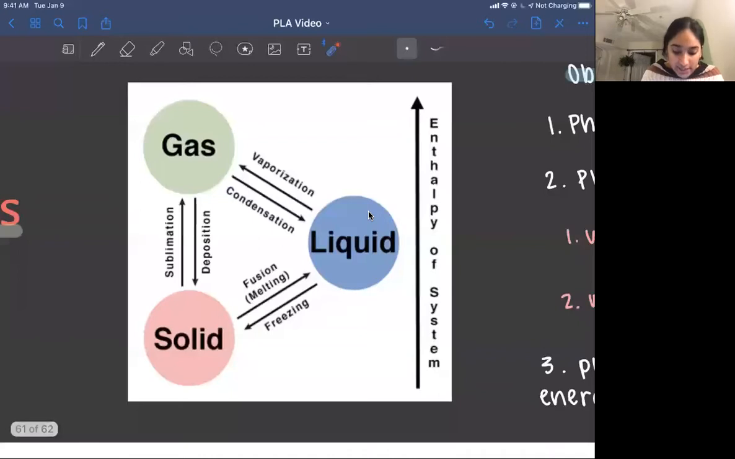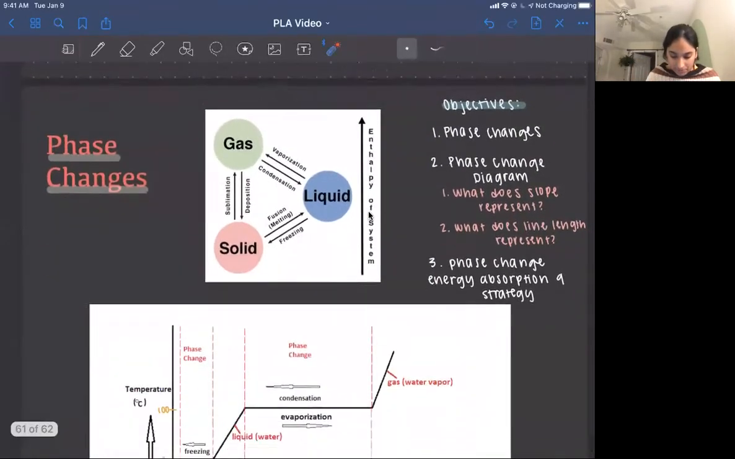Okay, so for the types of phase changes between gas and solid, we have sublimation going from solid to gas and deposition from gas to solid. And then from solid to liquid, we have fusion or melting. And then from liquid to solid, we have freezing. From gas to liquid, we have vaporization. And from liquid to gas, we have condensation. So let's see that in a graphical representation.